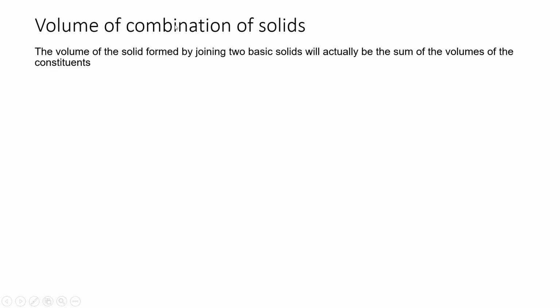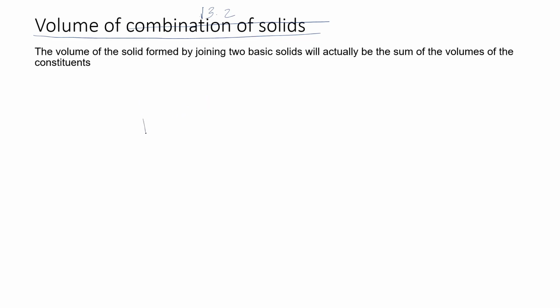Hello students, let us start with the exercise 13.2, which is volume of combination of solids. So volume of combination of solids means when two solid objects are combined, the volume is equal to the sum of the two.